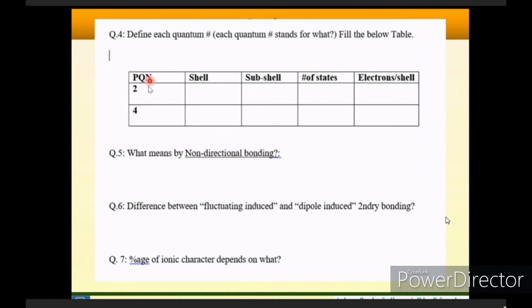So, for example, this can be done. Principal quantum number 2, quantum number 4, what shell it is, what subshell it can be, how many states are there, how many electrons per shell can be there. We learned that ionic bonding is non-directional, covalent is directional, metallic is non-directional. What is meant by non-directional bonding? I need to ask this question.